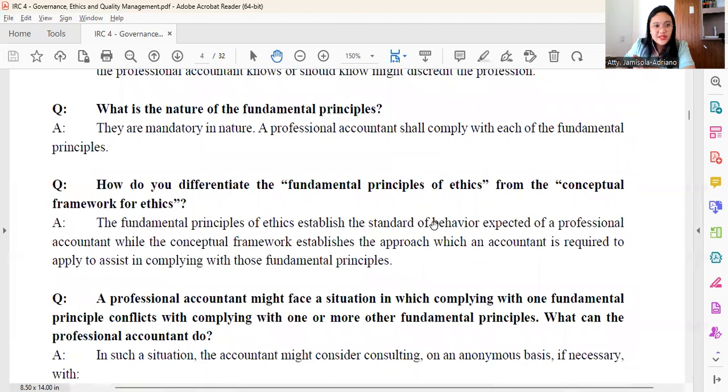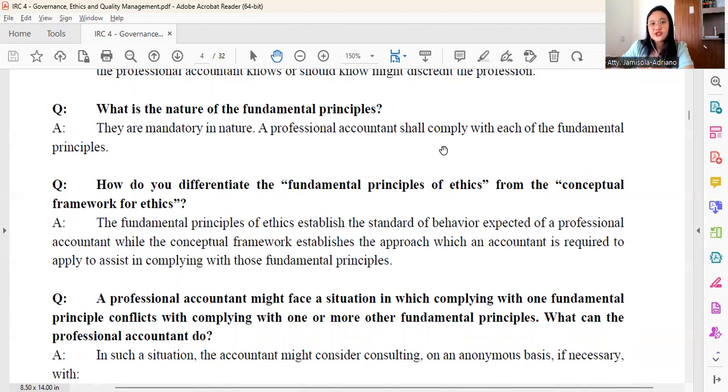So what is the nature of these fundamental principles? The nature of the principles are mandatory. They are mandatory. They are not discretionary. You have no choice whether to apply this or not. This is mandatory. So once you become a certified public accountant, you passed the board exam, you have taken your oath, you are required to follow and observe these five fundamental principles of ethics. They are mandatory in nature.